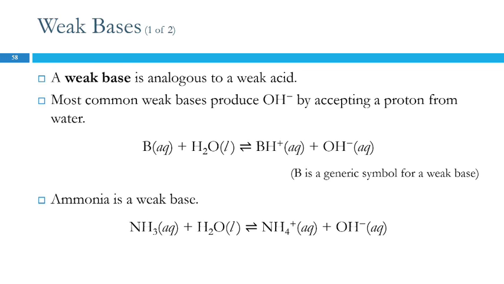Weak bases, kind of like weak acids. Most of the common weak bases produce hydroxide by accepting a proton from water. So they don't actually have hydroxide in the formula. Like NH3, right? NH3 is a weak base, and you could look at that and be like, how do you make hydroxide? You have no hydroxide in you. It'll take a hydrogen ion from water to make ammonium ion, and that's what produces the hydroxide ion. So that's what weak bases do. Here, B just for generic base plus water. The base will get protonated, and then we have hydroxide ion.